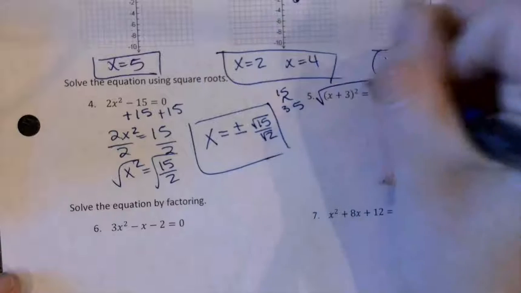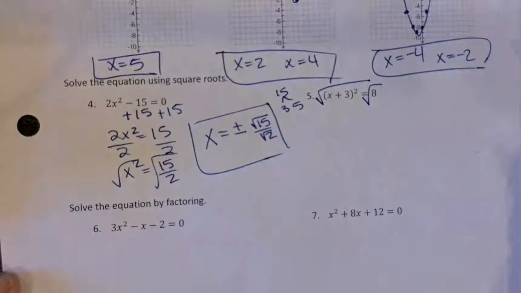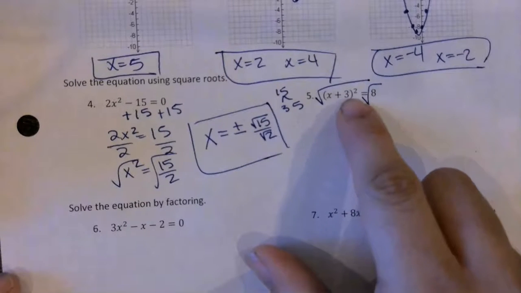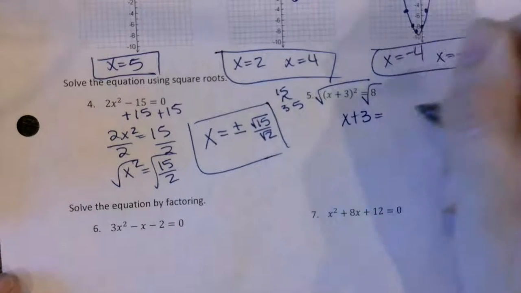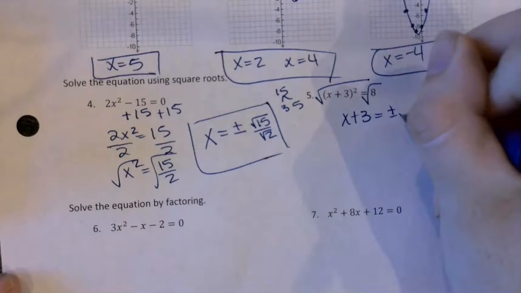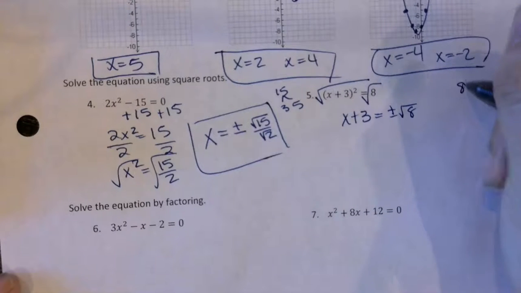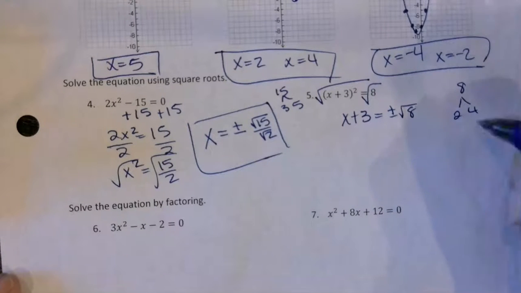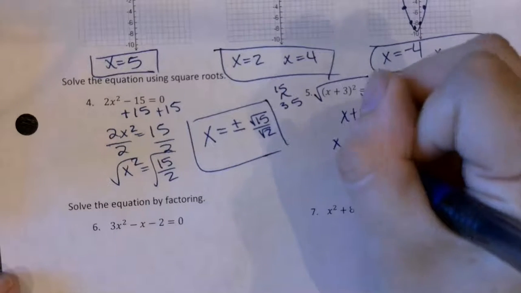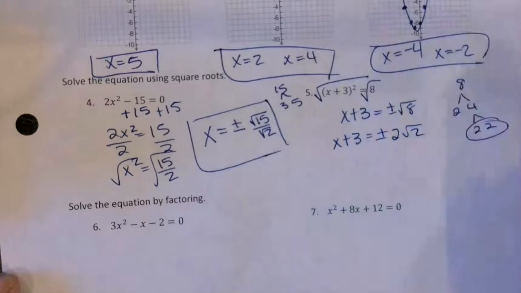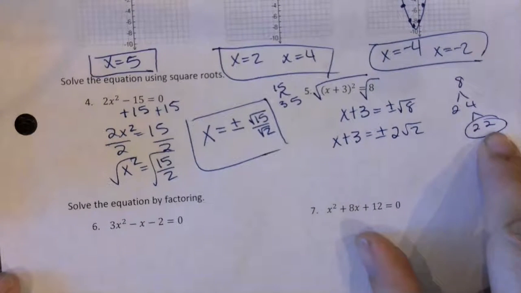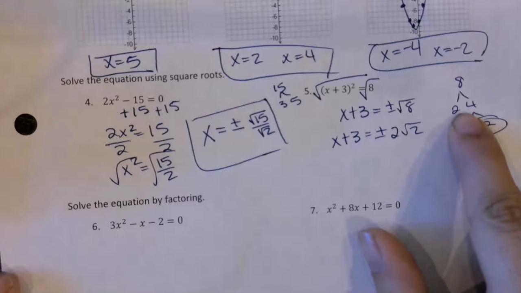Same thing with number 5. This time I want to start off by undoing the exponent first because the exponent is affecting everything. So I have x plus 3 equals plus or minus the square root of 8. I want to do my factor tree for 8. I have 2 and 4, 2 and 2. I have a pair of 2's, so I have x plus 3 equals plus or minus 2 square root of 2. The outside 2 came from the 2's I circled. The inside 2 came from the leftover.